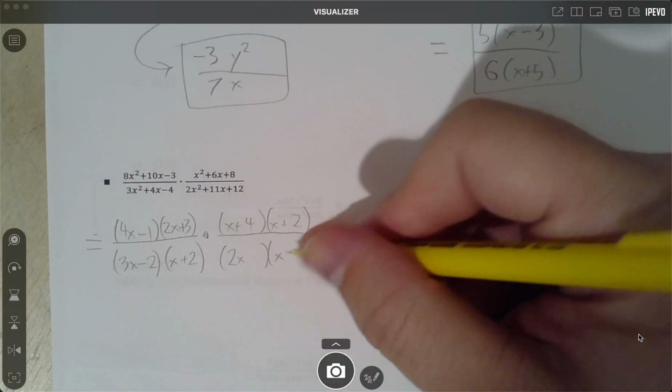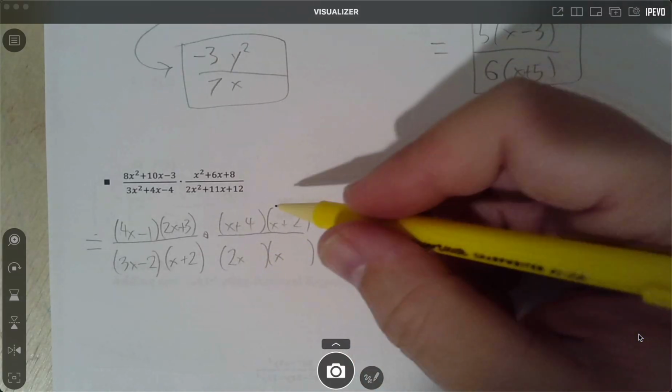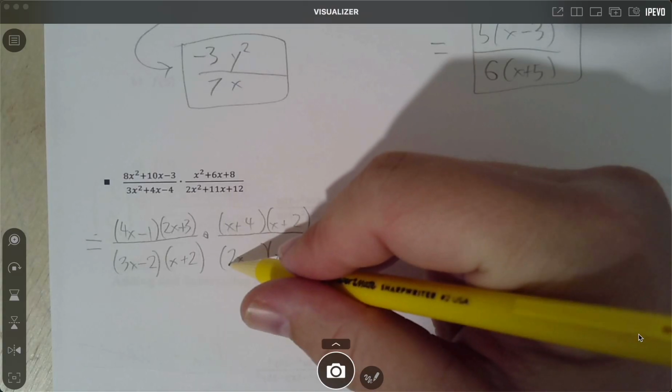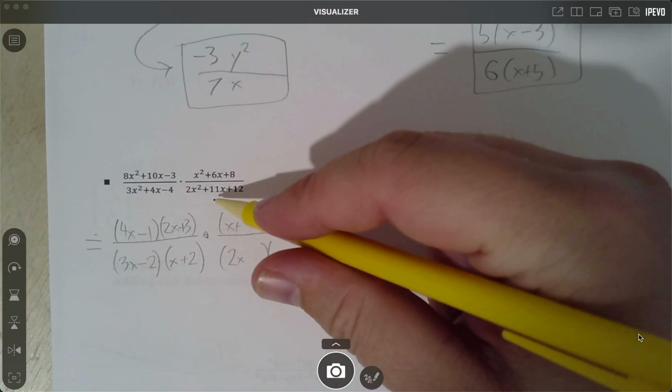2x and x can only be made by 2x and x. And 12, well, that could be a lot. It could be 1 and 12, but I'm thinking about that. That'd be like 24 and 1. Can't make 11 out of that.